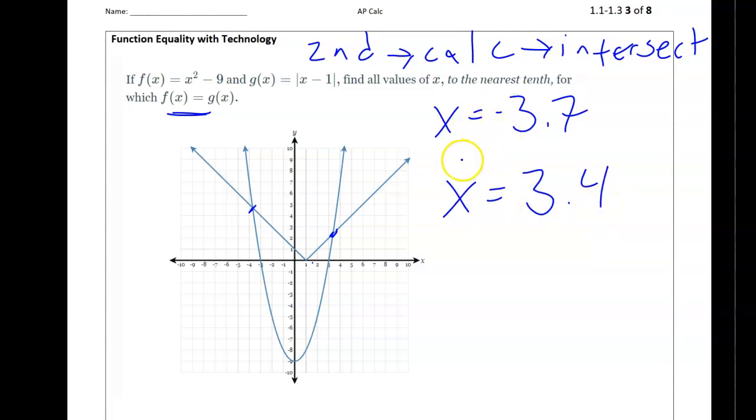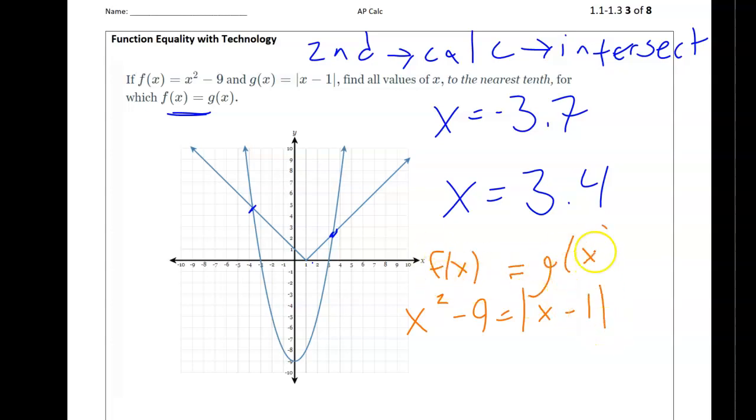So those are my solutions here. This is actually super useful, because say I needed to solve this equation, f of x equals g of x, well, x squared minus 9 equals absolute value of x minus 1. That's f of x equal to g of x. I don't know how to solve this equation. We don't have tools for this, absolute value on one side, quadratic on the other side. But my calculator can do that for us. So we know the solutions here are those x values that just spit out.